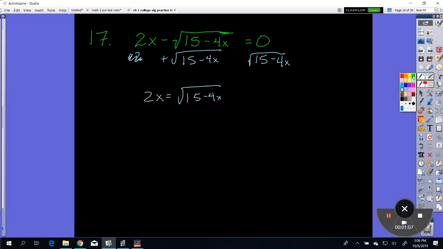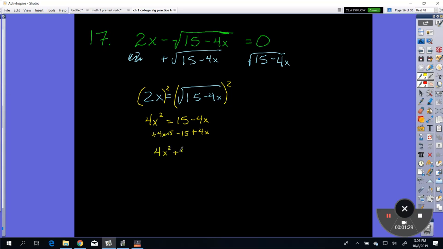So now I'm going to square each side. So I square this and I square this. So 2 squared is 4 and x squared is x squared equals 15 minus 4x. So now I want to get it equal to 0. So I add 4x and I minus 15. So I now have 4x squared plus 4x minus 15 equals 0.